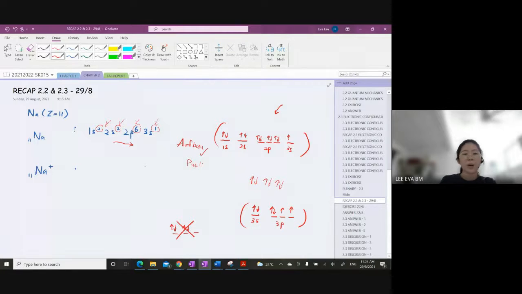So next, I want you to tell me, if let's say I want to show sodium ion, Na positive, what will be its electronic configuration?